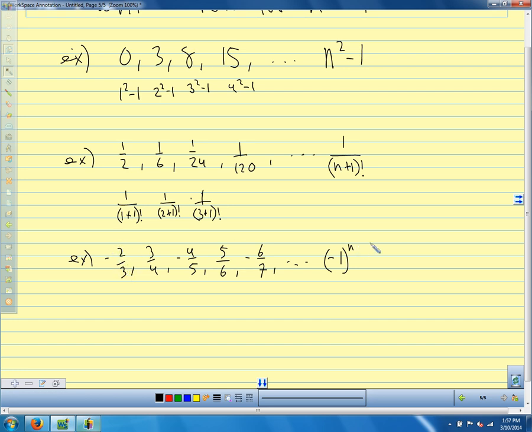N in the numerator, what do we want to have? N plus 1, does that work? This is 1 plus 1, 2 plus 1, 3 plus 1, 4 plus 1. N plus 1. And in the denominator? N plus 2. Minus 1 to the n times n plus 1 over n plus 2. And that would give us that sequence. Questions there?